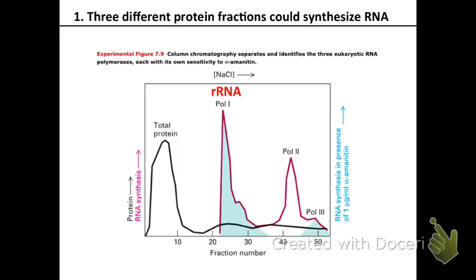And later experiments show that these polymerases are similar in structure, but they do interact with different sets of proteins, and they're specialized to transcribe different types of genes. RNA polymerase 1 transcribes ribosomal RNA genes. Pol 2 is mostly for mRNA, so protein-coding genes. And Pol 3, the major class of genes that Pol 3 transcribes is tRNAs.